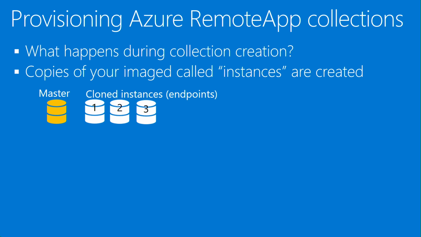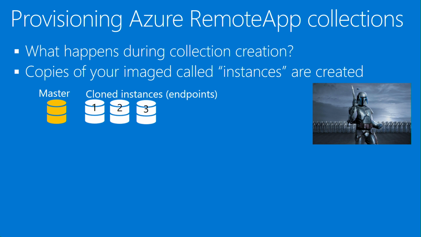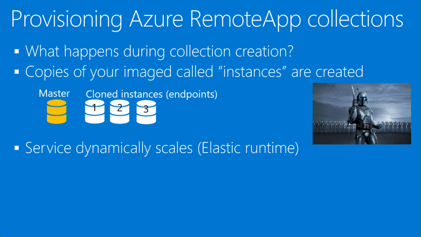And so what's happening underneath the hood is we're creating clones of those, much like in the theme of Star Wars. There's a clone army. Jango Fett was the primary guy, and we had all these guys that were cloned after him. And so Azure RemoteApp, we talk about, is this elastic runtime where it scales up and scales down. You don't need to handle that. All you need to worry about is assigning users and assigning applications. We handle the rest.